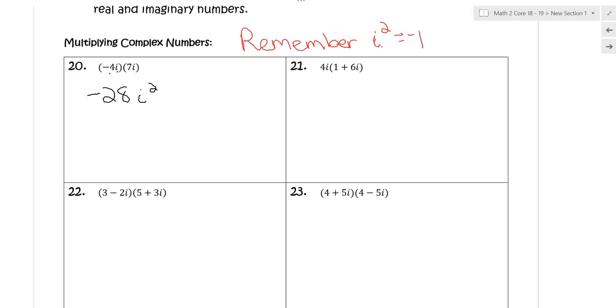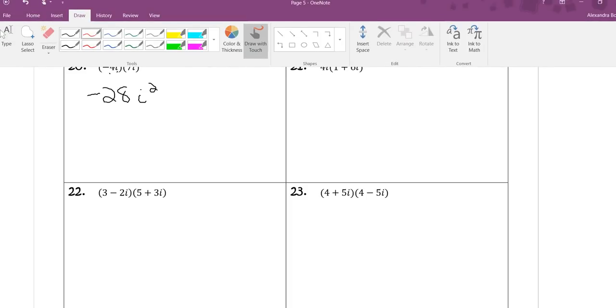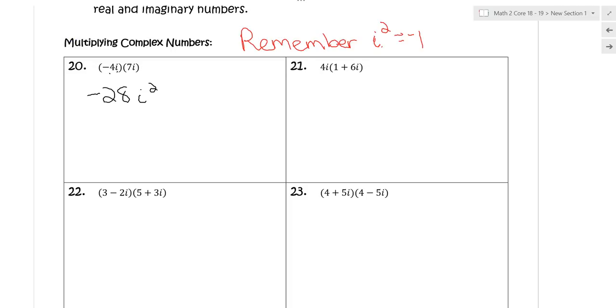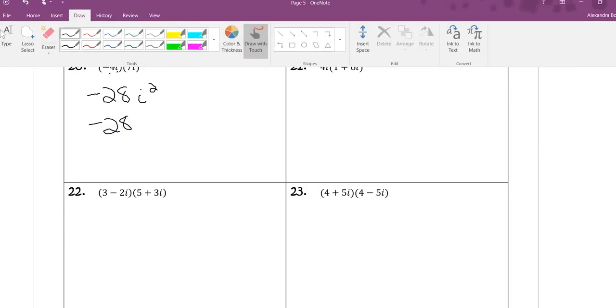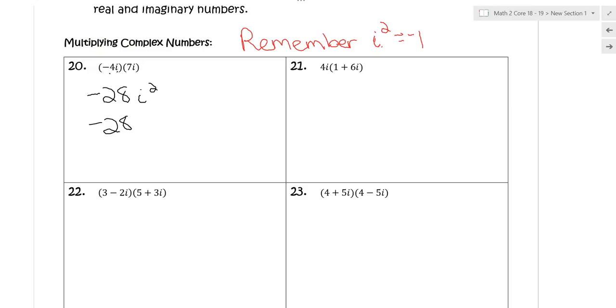Okay, so now instead of i squared, I'm going to put negative 1. So we have negative 28, and I'm going to replace i squared with negative 1 in parentheses so that I know I'm multiplying. So that's negative 28 times negative 1, and negative 28 times negative 1 is positive 28.